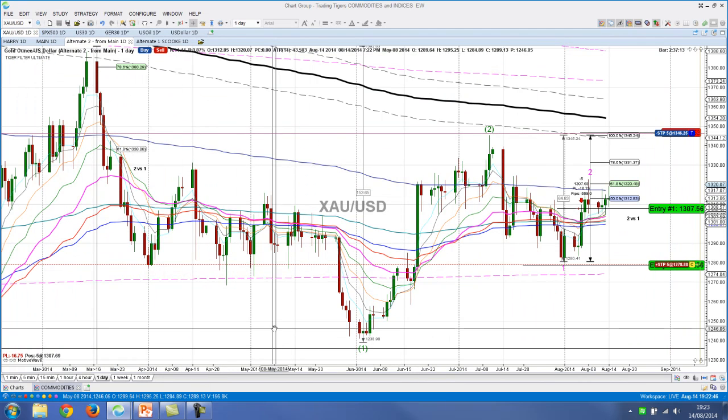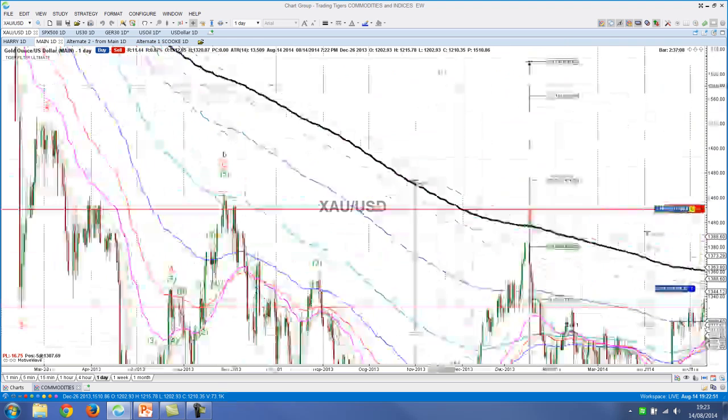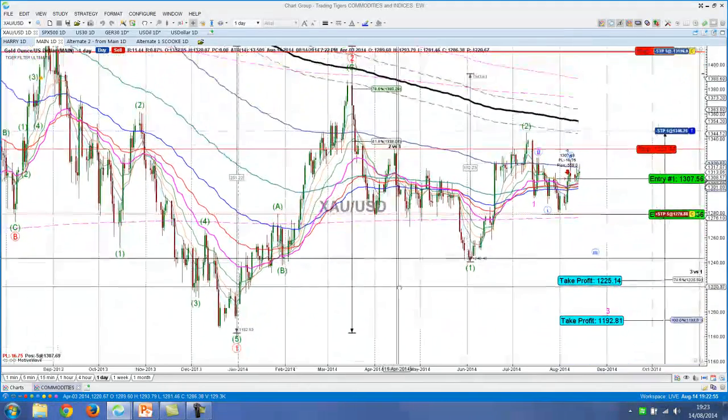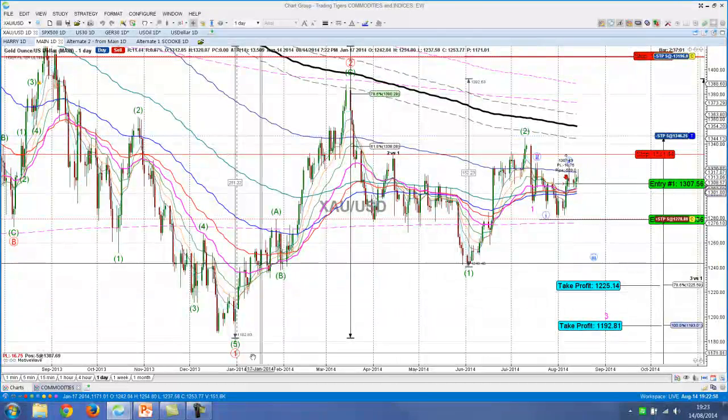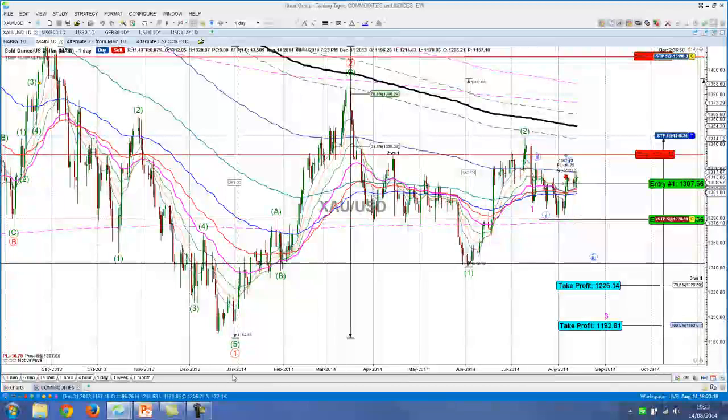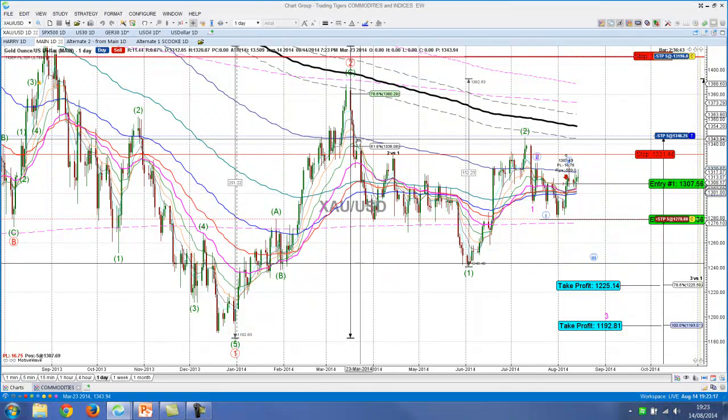Okay, here we have gold. This is our alternative count. Let's just go to the main count right now, and then we can follow that through. The larger wave degree, as you can see right where we are, we're taking the low down here of the primary one, that's red and in brackets, at the low of 30th of December 2013, and the high of the two is completed on 18th of March 2014.